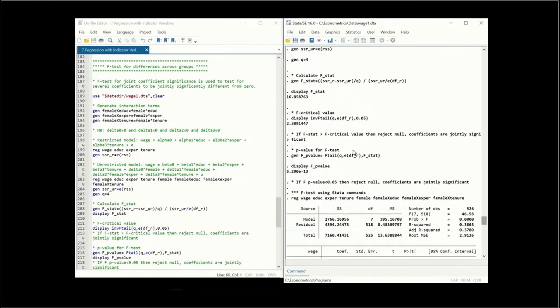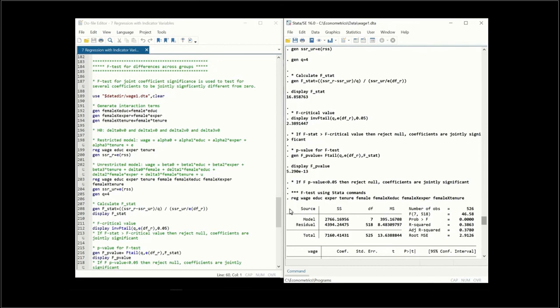So this is the value of the F statistic. The critical value is here, so we see that actually the F statistic is higher than the critical value, and the p-value is also very small, less than 0.05. Therefore, we are concluding that the coefficients are jointly significant.